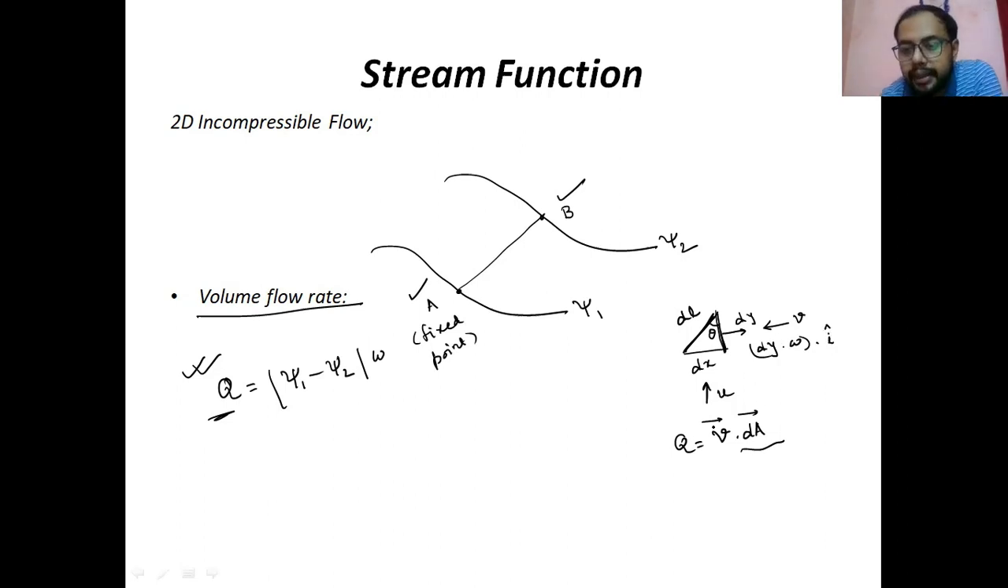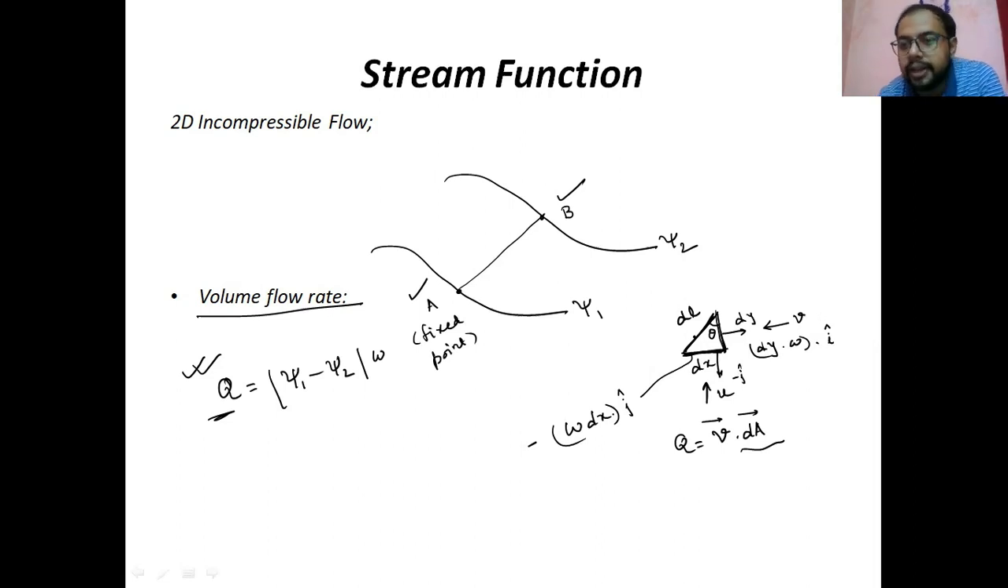Similarly here, in this zone, the magnitude of the area is dx into w. And the area direction is minus J, the minus J axis, so J cap minus. That is the area.